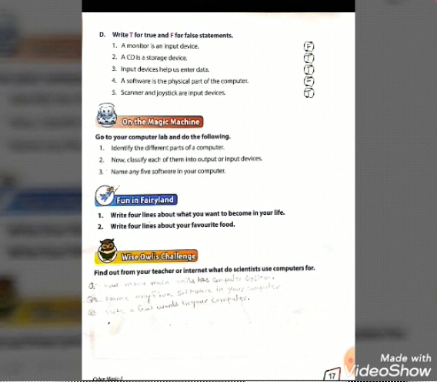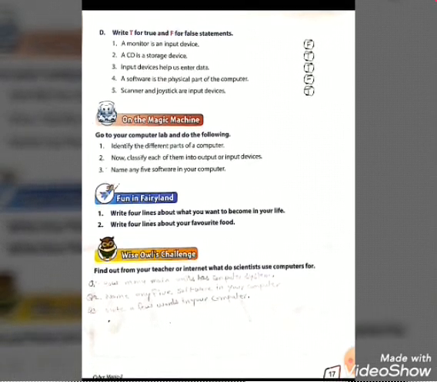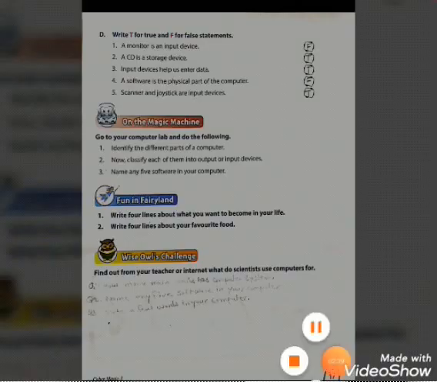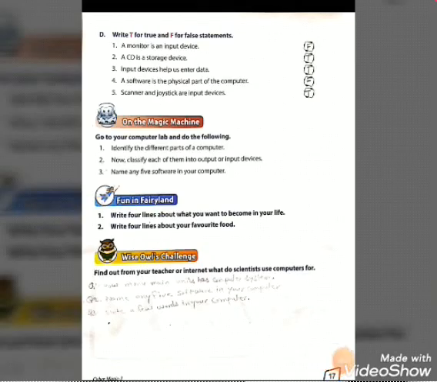Now the fourth one, question number 4. A software is the physical part of the computer. It is false here. Why is it false? Because software controls the whole working of the computer. So now the fifth one is scanner and joysticks are input devices. Yes, it is true.